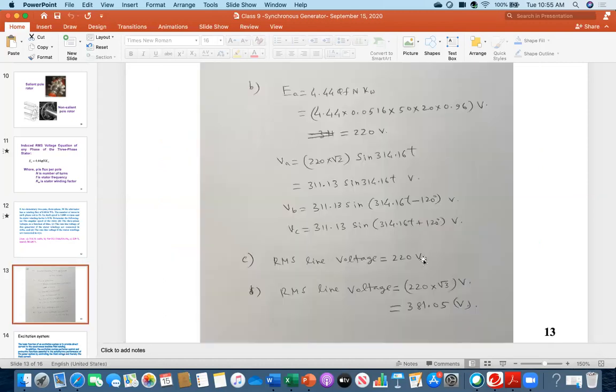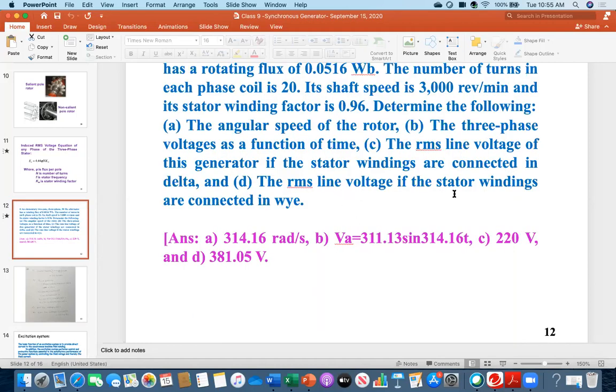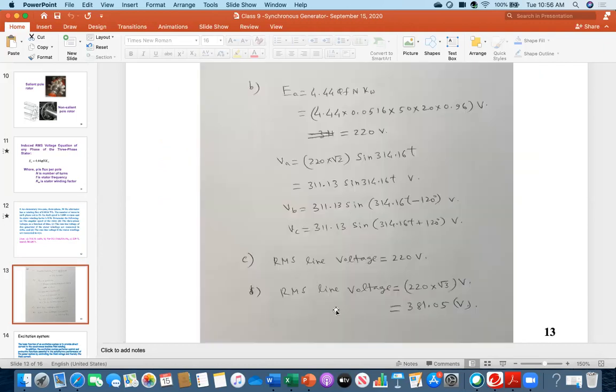So I just straightforwardly wrote down this answer without doing anything, because this is delta. Now question D: the RMS if the stator windings are connected in Y. So here I have to change. What's the relationship? Line voltage equals root 3 times the phase voltage. That's why it's 220, meaning this is the phase, and then I'm multiplying by root 3.